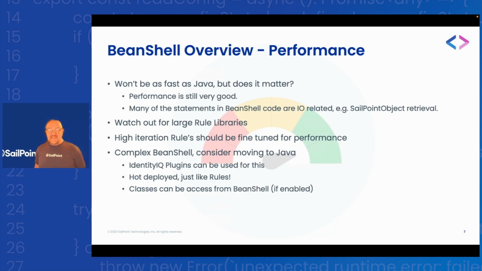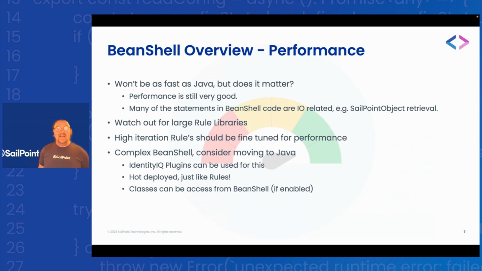So that first hit of actually producing the abstract syntax tree will get bigger. And please remember that Bean Shell rules are cached only for a period of time, then they have to be destroyed and reinterpreted. So bearing that in mind, high iteration rules should be fine-tuned. Avoid big rule libraries in high iteration rules, like a correlation rule, for instance, or some aggregation rule. It will hamper performance.